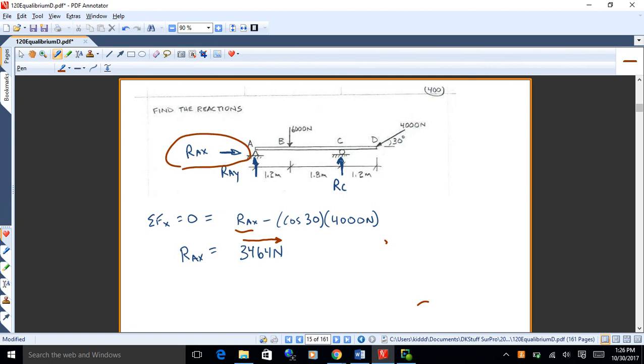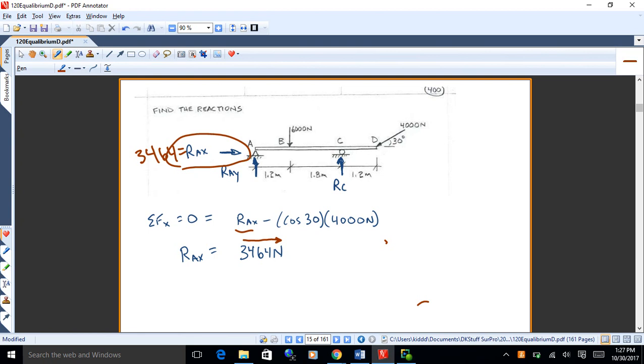All right, so that's taking care of RAX. It's 3464. Now, still got two Y unknowns. So sum of Fy is going to get me 2. I don't really want to go there, so I'm going to take moments about A next. So why don't you write up a sum of moments about A equation and set it equal to 0, and see what you get out of that. So what you're going to solve for is RC.